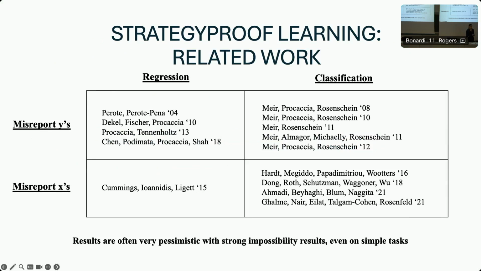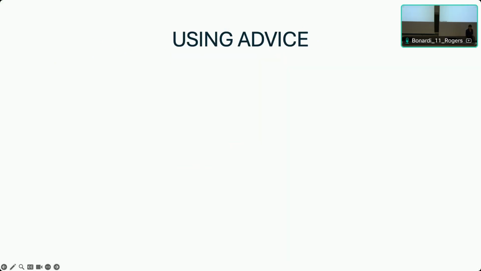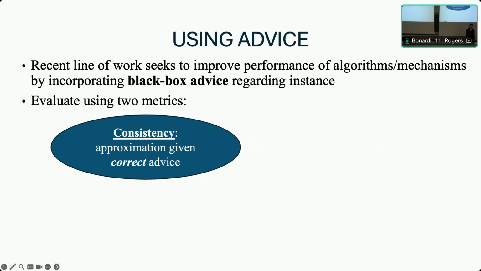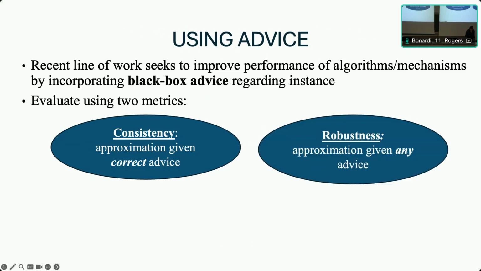To this, we apply the with-advice framework. So what does this mean? This is a recent line of work that seeks to improve the performance of algorithms and mechanisms by incorporating black box advice about each individual instance. And very importantly, we don't make any assumptions on the quality or the accuracy of this advice. This gives rise to two metrics. The first is consistency, so the approximation when the advice is correct. The second is robustness, so the approximation no matter how bad your advice is. You can see there's a trade-off here between trying to depend on good advice while not leveraging it too much when it's bad.